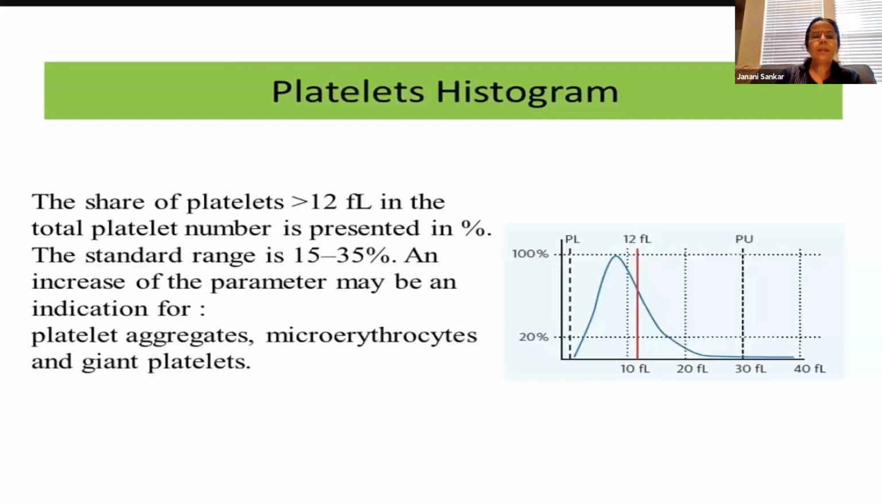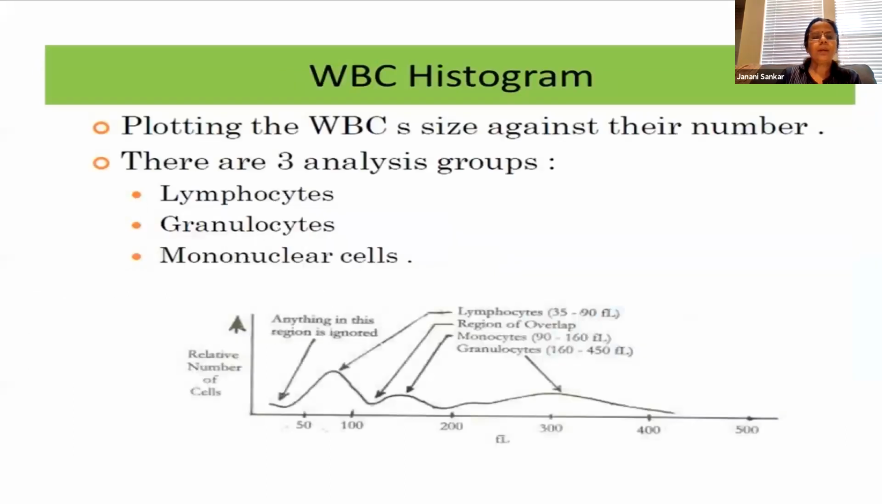Similarly for platelets, when the MPV is high, it gets shifted to the right. Platelet aggregates and microerythrocytes also make it shift to the right. And when you have microthrombocytes, it goes to the left.